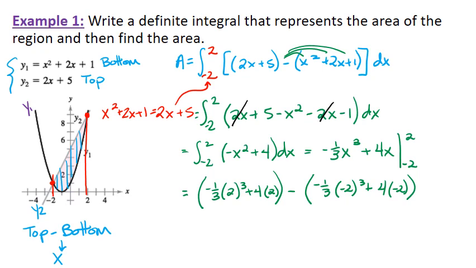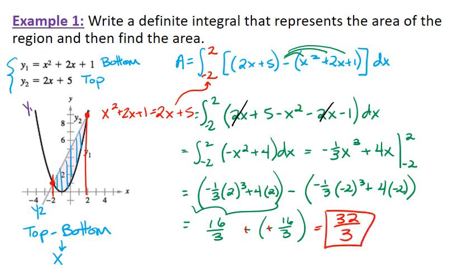All right, I'm going to kind of wave my hands a little bit, and you should be able to get this. This ends up being, I believe, 16/3 minus a negative 16/3. So remember, minus a negative becomes plus a positive. So when you add those, you get 32/3. And that will be the final answer here. So the area between the two curves is 32/3.